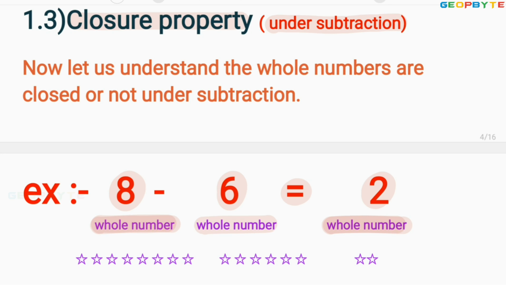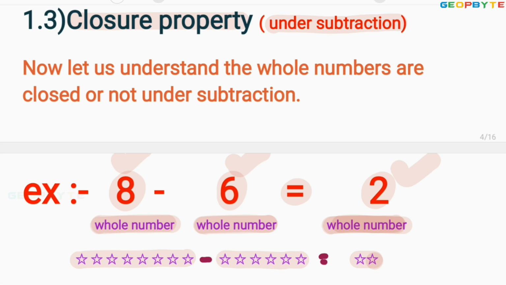So one whole number minus another whole number is a whole number. I have taken 8 stars for you. From the 8 stars, I subtracted 6 stars. 8 minus 6, how many stars will be remaining? Only 2 stars are there. So here 8 is a whole number, 6 is a whole number. The difference between 8 and 6 is 2, which is also a whole number.